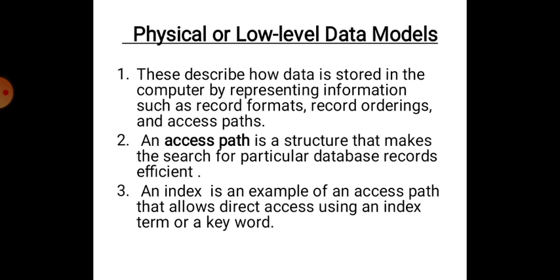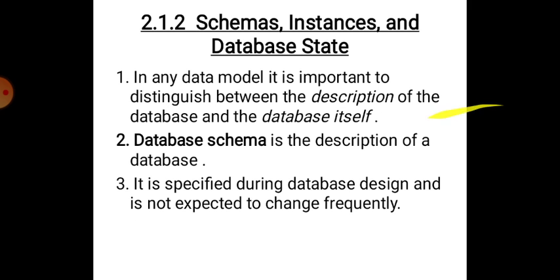Point number 2. An access path is a structure that makes the search for particular database records efficient. So students, with the help of an access path, you can access any record. An index is an example of an access path that allows direct access using an index term or keyword. Having an index is the way you can access any location in the storage media.